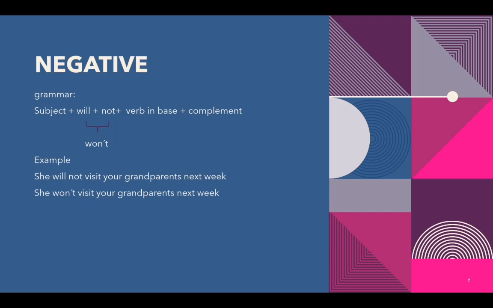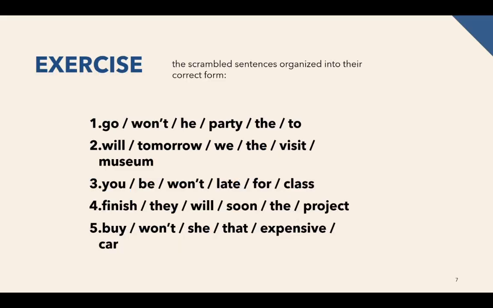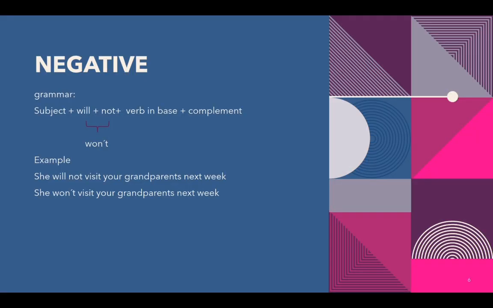So, in the affirmative sentences, you need to say subject, will, verb, and complement. In negative, subject, will, not, plus verb in base form plus complement. Or the other way to say that: subject plus won't plus verb in the base form and complement.